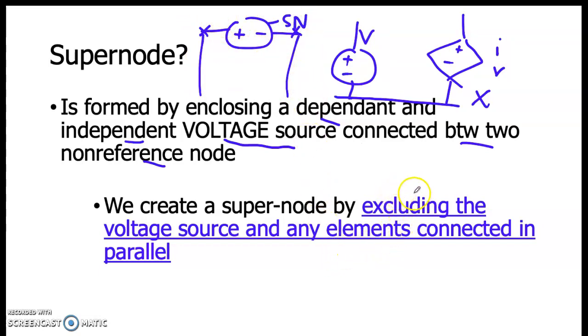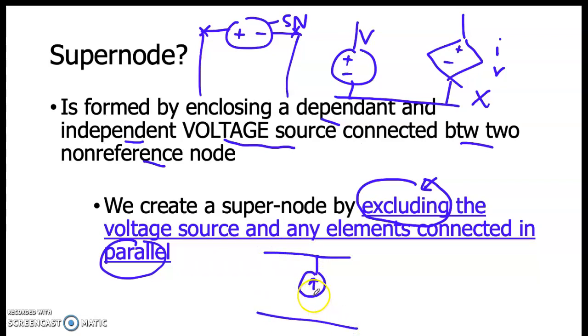Okay, how are you going to solve this supernode? Remember the super mesh, you need to exclude. Same here, you are going to exclude the voltage source and any element that is connected in parallel. So let's say this is super mesh. I just connect this with the understanding of the super mesh. So let's say you have R here. You are going not only to exclude your current source, you are also going to exclude anything in series. But if it is supernode, let's say you have a resistor in parallel with the supernode, you are going to ignore this together. Okay?